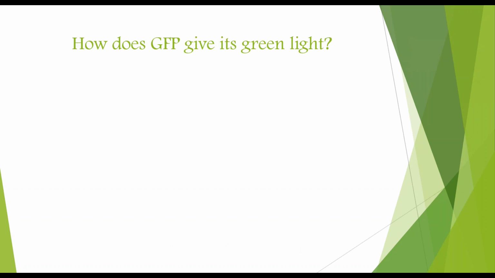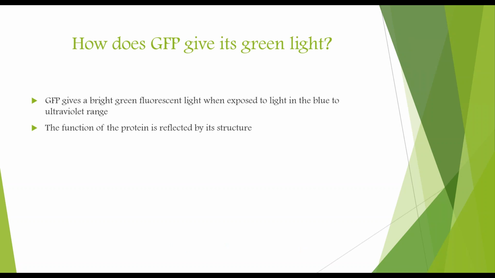So how does GFP give its green light? GFP exhibits a bright green fluorescent light when exposed to light in the blue to ultraviolet range. The function of the protein is reflected by its structure, in which the barrel structure shields the fluorophore from the aqueous environment, giving this region the ability to absorb light and produce a light-emitting photon. Without the barrel portion of the protein, the fluorophore would not function to emit light.